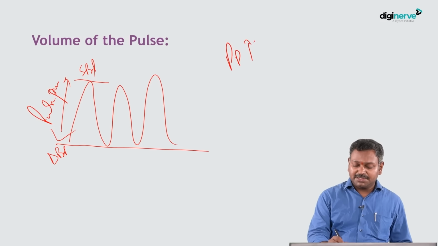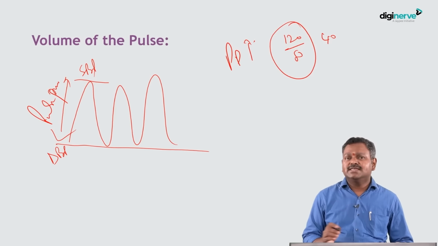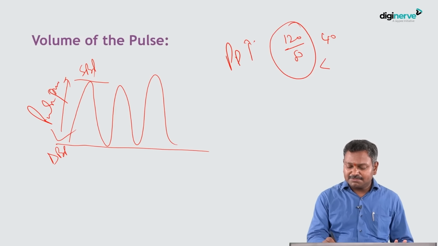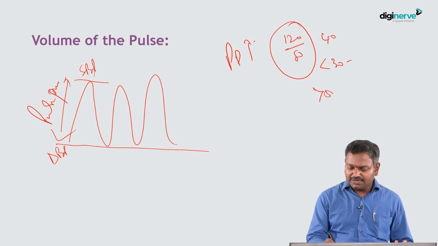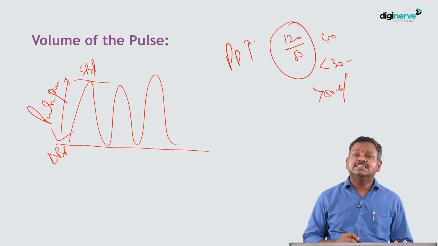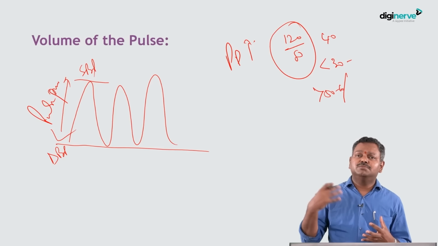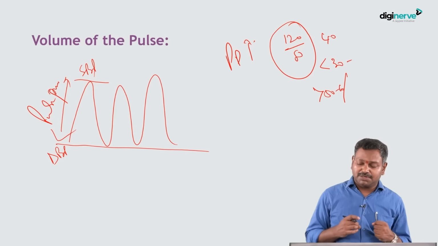Remember, the normal blood pressure is 120 by 80, so the normal pulse pressure is around 40, maybe 40 plus or minus 10. In such conditions, if the pulse pressure is less than 30, we call it a low volume pulse. If it is more than 50 or 60, then we call it a high volume pulse. So whenever we say high volume, you should have objective evidence when you check the blood pressure, that you have a wide pulse pressure.